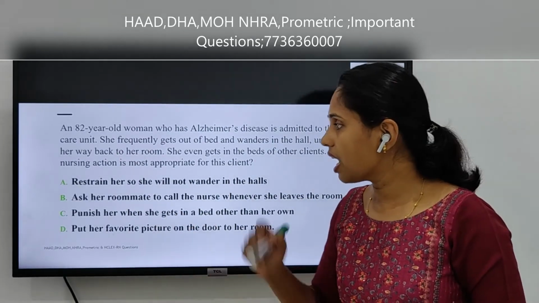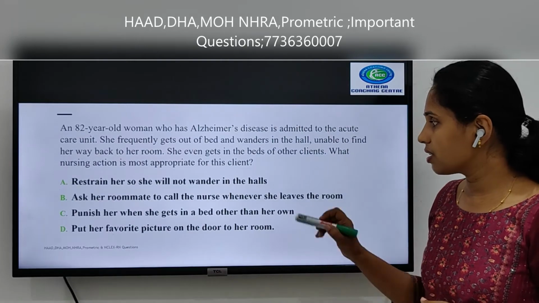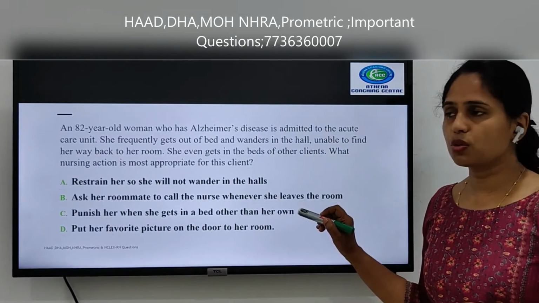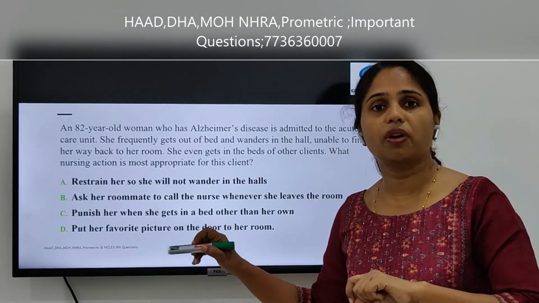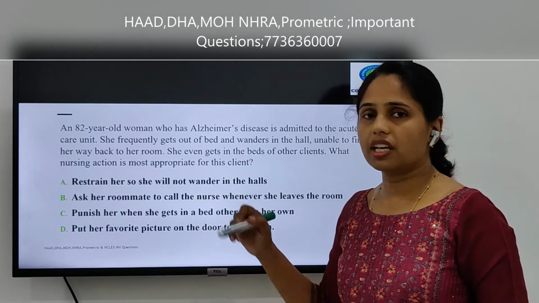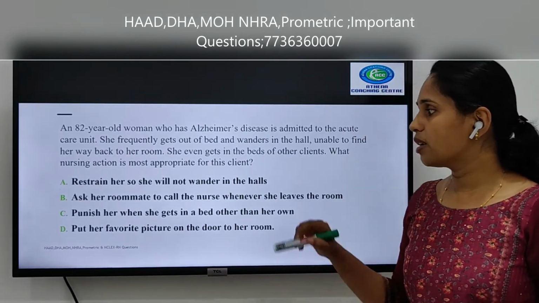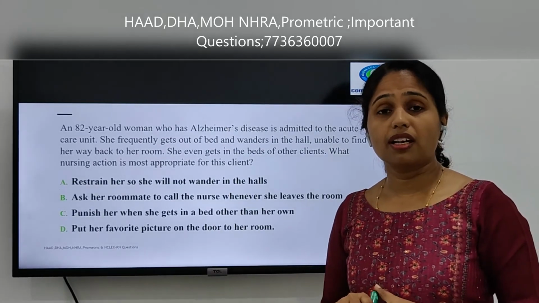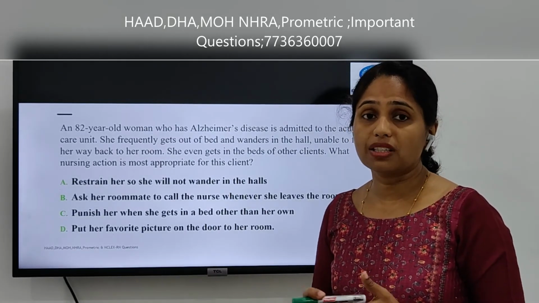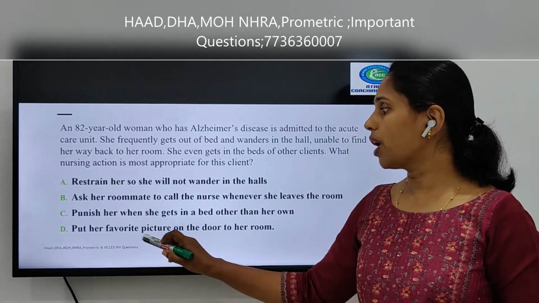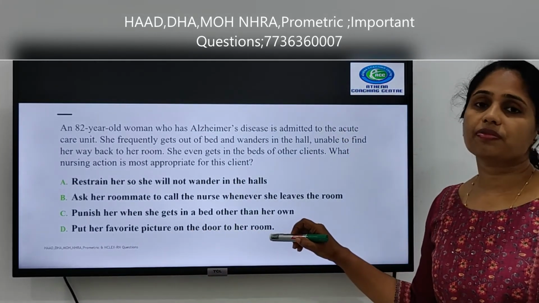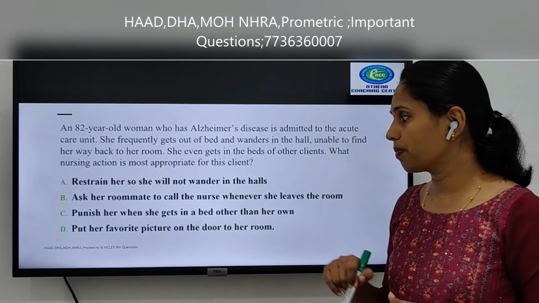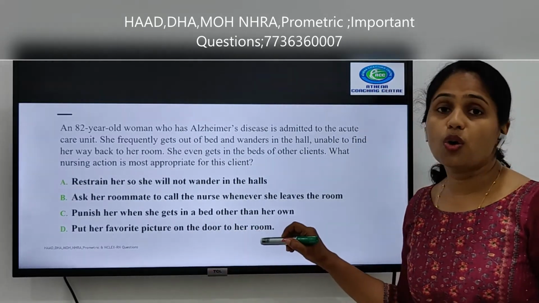And next is ask her roommate to call the nurse whenever she leaves the room. See, the roommate here is also a patient. So this is again a wrong option. And punish her when she gets in a bed other than her own. Again, punishment is not the better solution. And put her favorite picture on the door to her room.